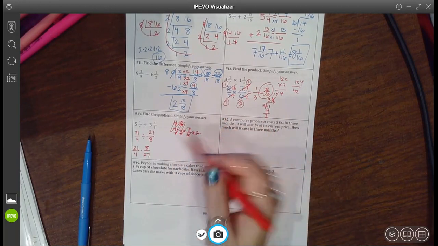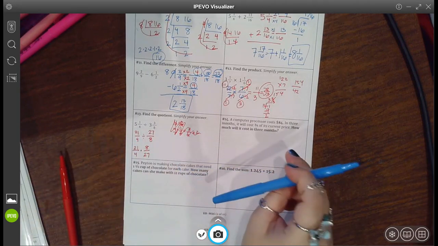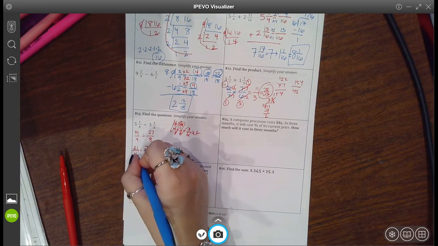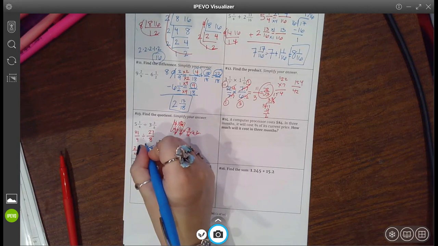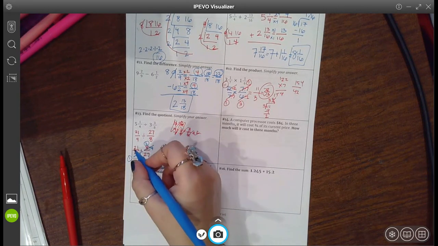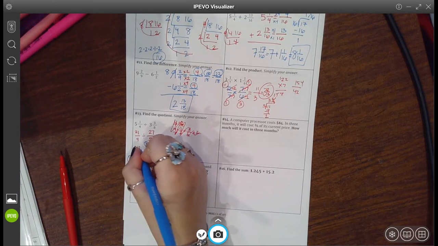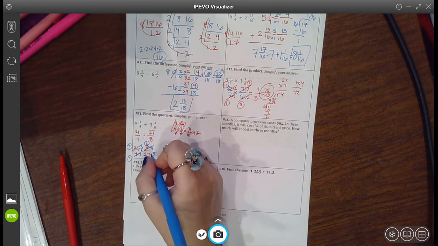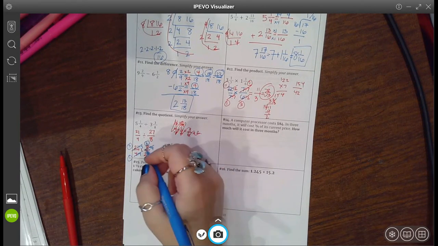Now that we have this multiplication fraction, I look to see if there's anything that can cross cancel. And what can go into 4 and 8? 4 can. 8 divided by 4 is 2. 4 divided by 4 is 1. What can go into 21 and 27? 3 can. So 21 divided by 3 is 7. And 27 divided by 3 is 9. Now that they're smaller numbers, multiply across.